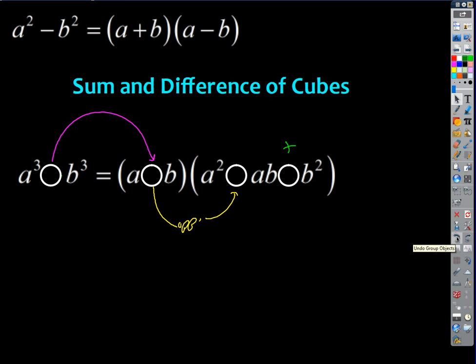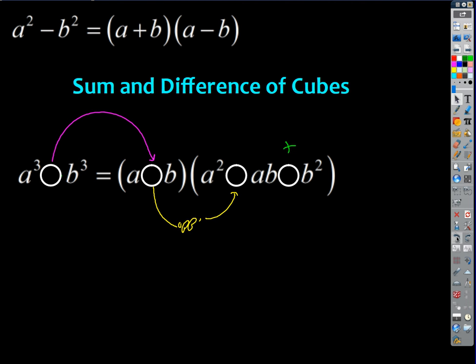If we have a sum or difference of cubes, it's always going to factor into a small linear factor, where the first term is a and the second term is b, and a big quadratic factor, where the first term is a squared, the last term is b squared, and the middle term is the product of a and b.